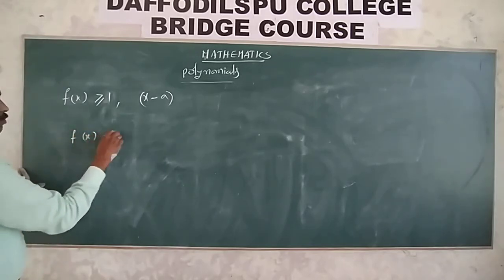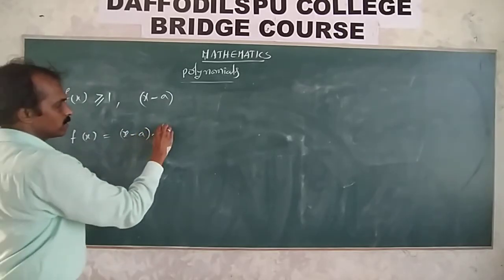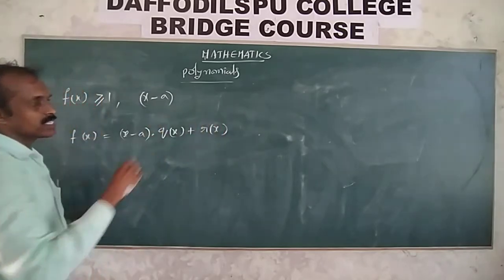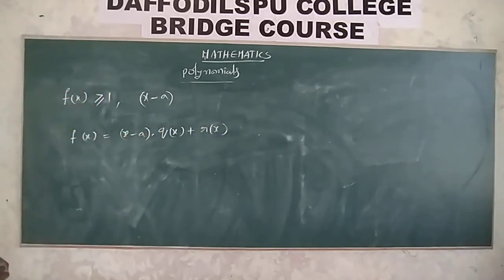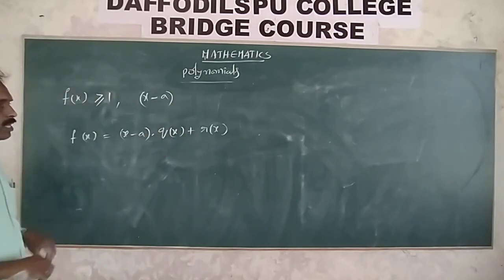F of x is equal to x minus a into its quotient, plus r of x. R of x is the remainder. R of x is called the remainder. Okay. When x minus a divides f of x, f of x is equal to x minus a into q of x plus r of x. Here one condition.